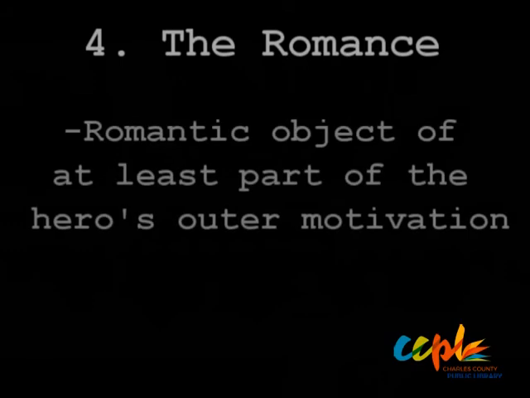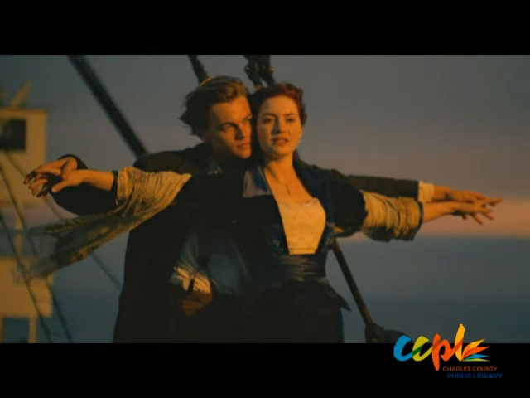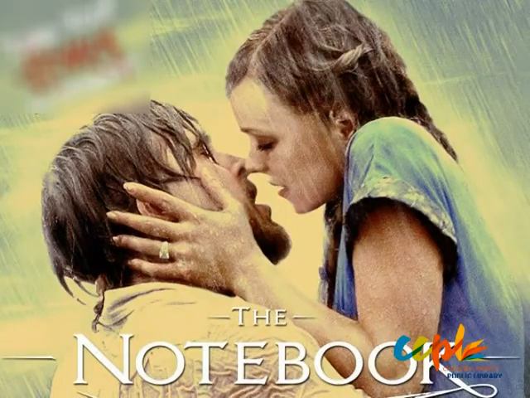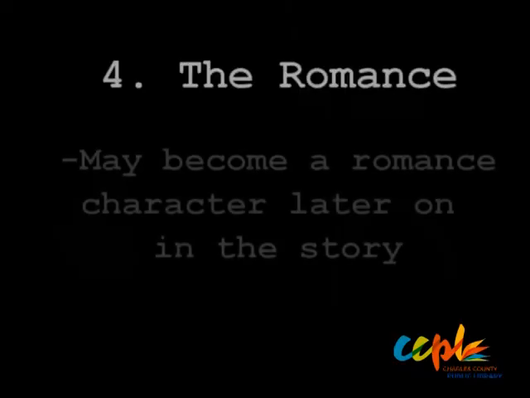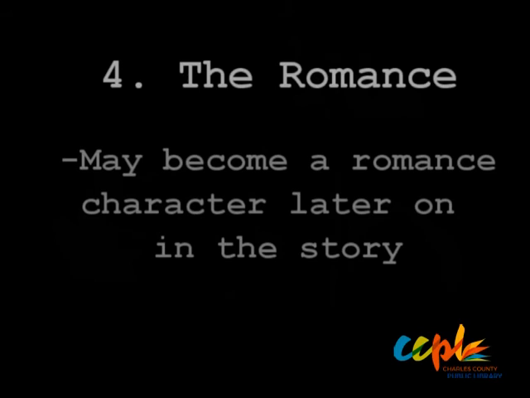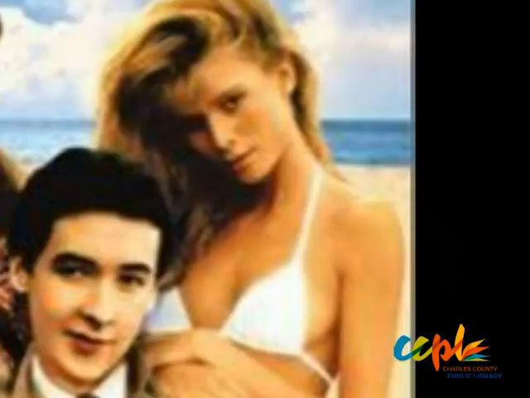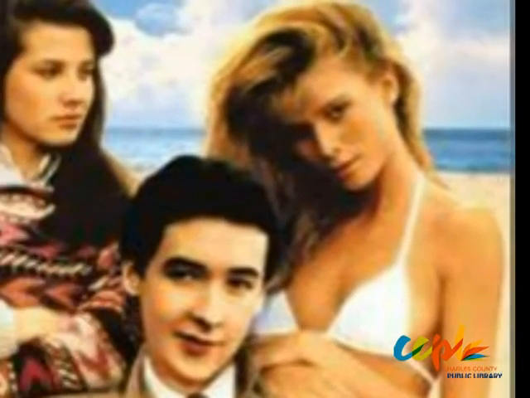The final category of characters is the romance character. This is the character who is the romantic object of at least part of the hero's outer motivation. For example, in Titanic, Jack's outer motivation is to win the heart of Rose. She becomes his romance character, just like Noah and Allie in The Notebook. Sometimes a character can start out as a reflection character and then become a romance along the way. In The Sure Thing, John Cusack's character Gib drives across the country for a fling with a beautiful woman, only to realize that his traveling companion Daphne eventually becomes the object of his affection.